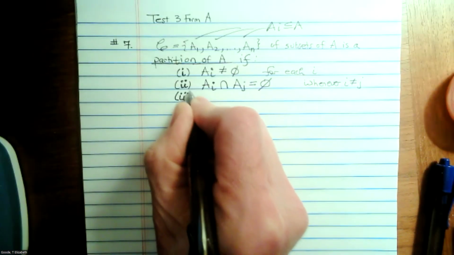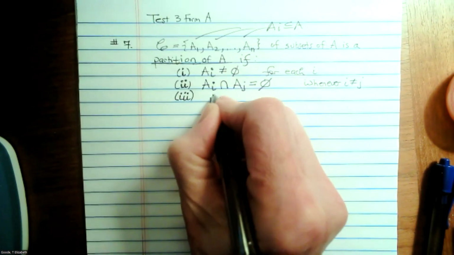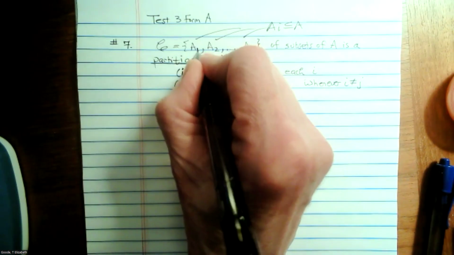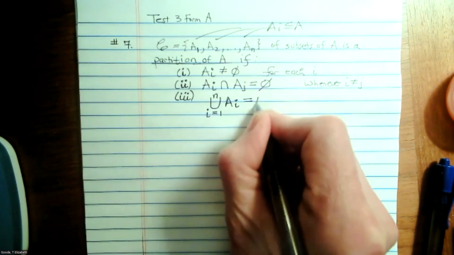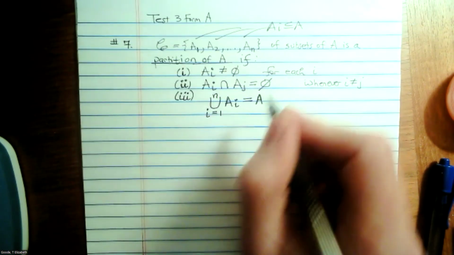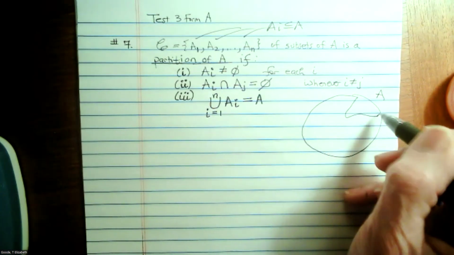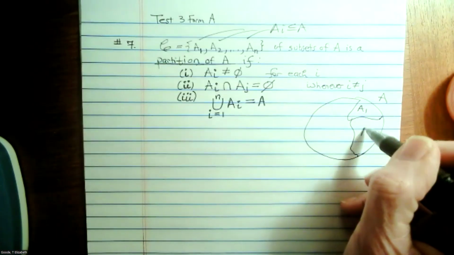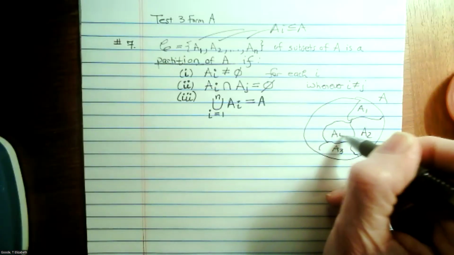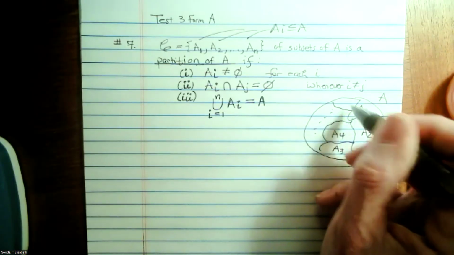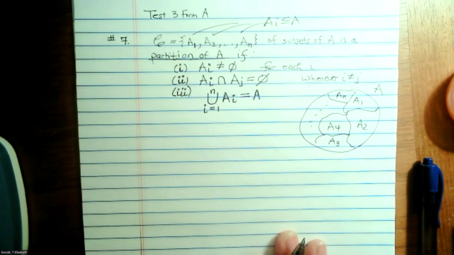And the third thing is that if we take the union of all these, however they're indexed here, I'm starting at 1 and ending at n, but however they're indexed, if you take the union of all of these, that should give you A. A is the union of all. So it splits A up into subsets that are disjoint from each other, but the union of all of them is A. Does that make sense? Yes.